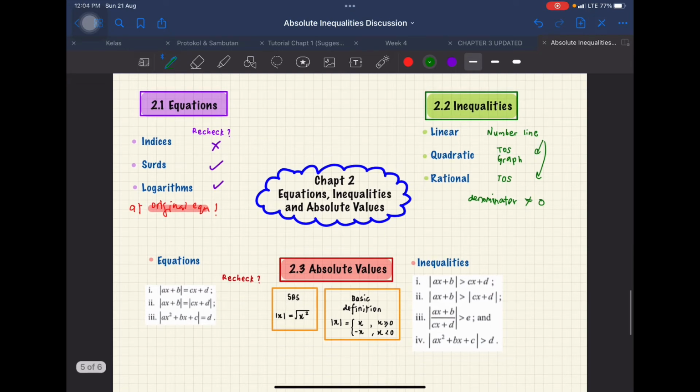And then for absolute values pula. So absolute values, kita ada 2 definition. So this is the first one. Okay, so awak akan ada modulus of x is equal to x square. And then you have square root outside. Okay, so the second one you have basic definition. So satu positif, satu negatif.